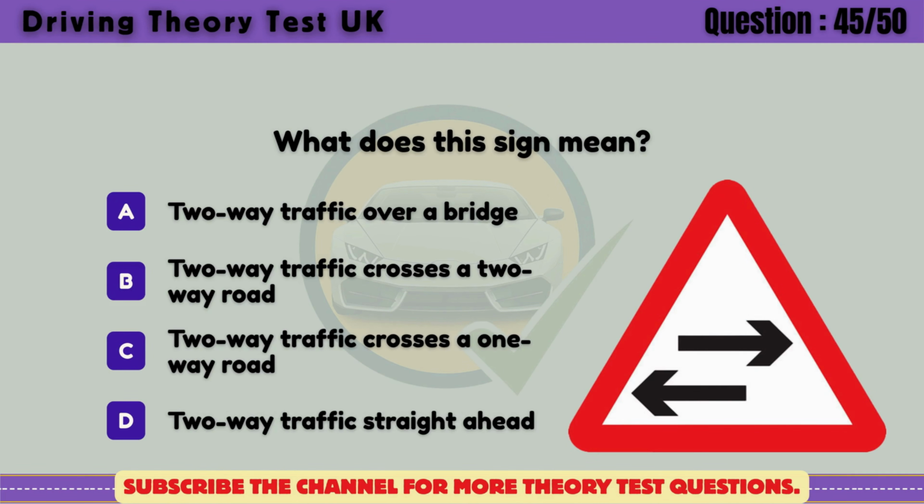Question 45. What does this sign mean? Option A. Two-way traffic over a bridge. B. Two-way traffic crosses a two-way road. C. Two-way traffic crosses a one-way road. D. Two-way traffic straight ahead. Answer is C. Two-way traffic crosses a one-way road.